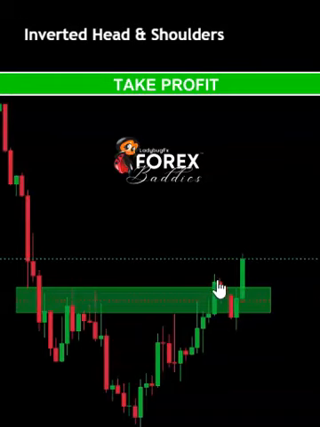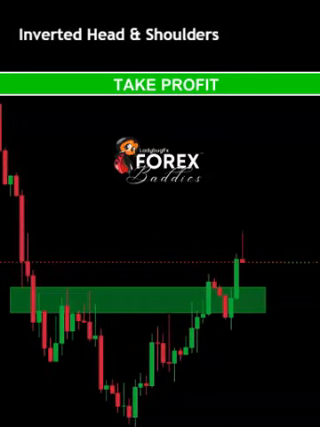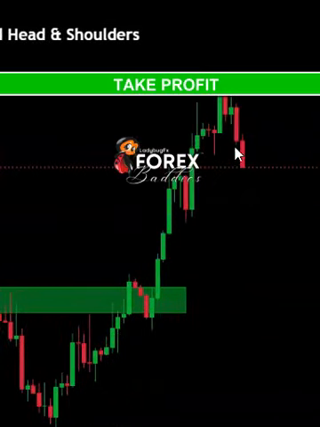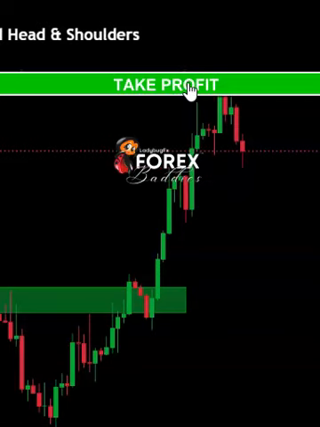There's the retest. See, it broke, it retested, and now it's moving upward. Yeah, so is it going to hit it? Boom, it did hit our area. Boom, yes it did.